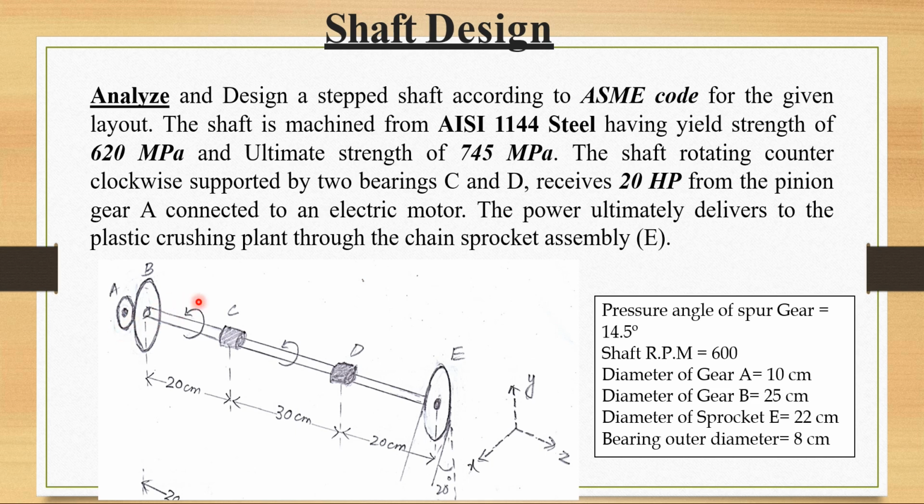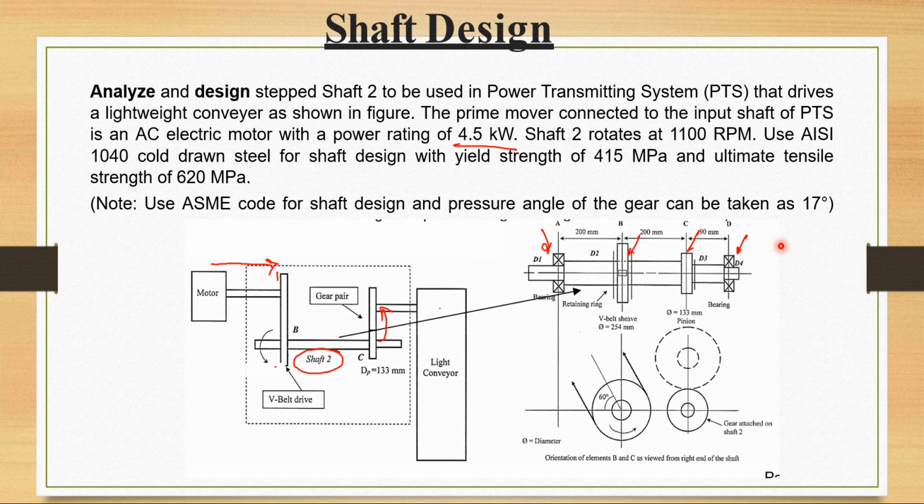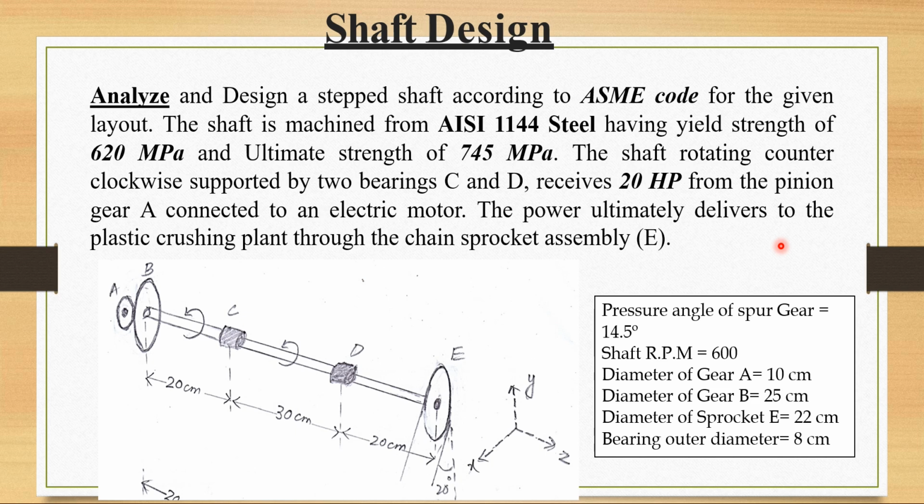Again, remember, all the values are given: pressure angle, RPM, diameters, sprockets. So the method is exactly the same as we have solved in this problem. The only difference is that now the elements are on the corners and the bearings are in between. So practice those problems. If you practice these two problems, I will give you one or two more problems in the slides so that you will be able to solve it. So this is how we design the shaft diameters.